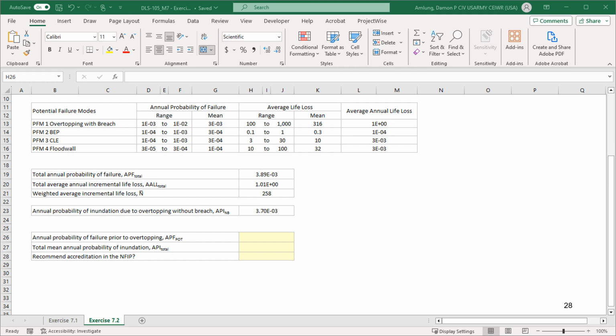Based on the results of exercise 7.1, you should have the data shown. Note that the potential failure modes now have additional short descriptions to provide you with the additional details for the next calculation.